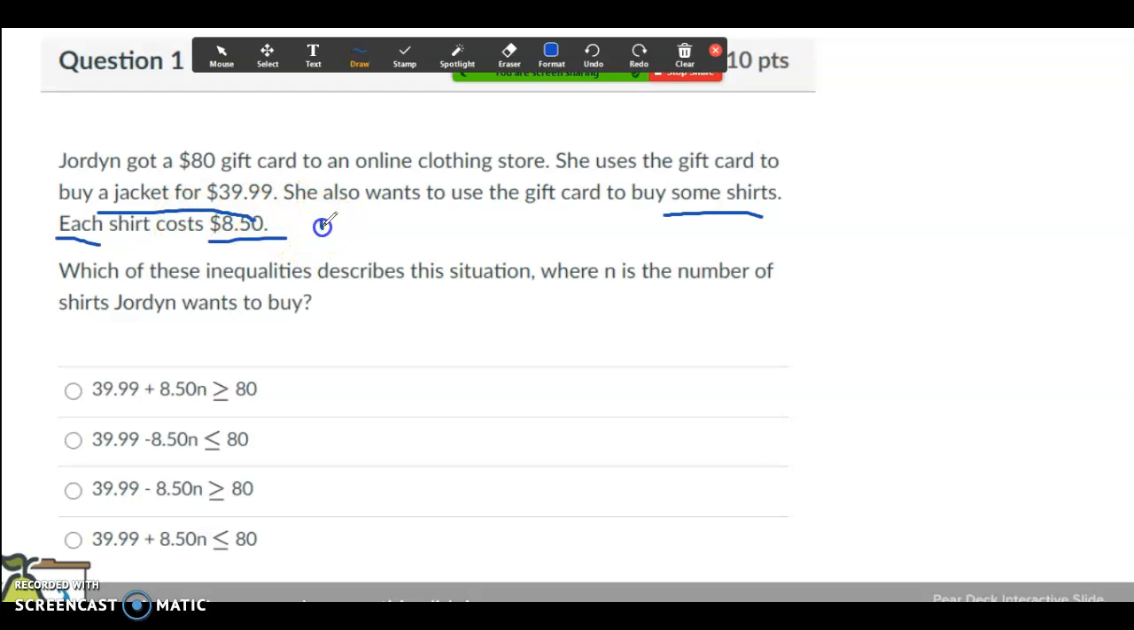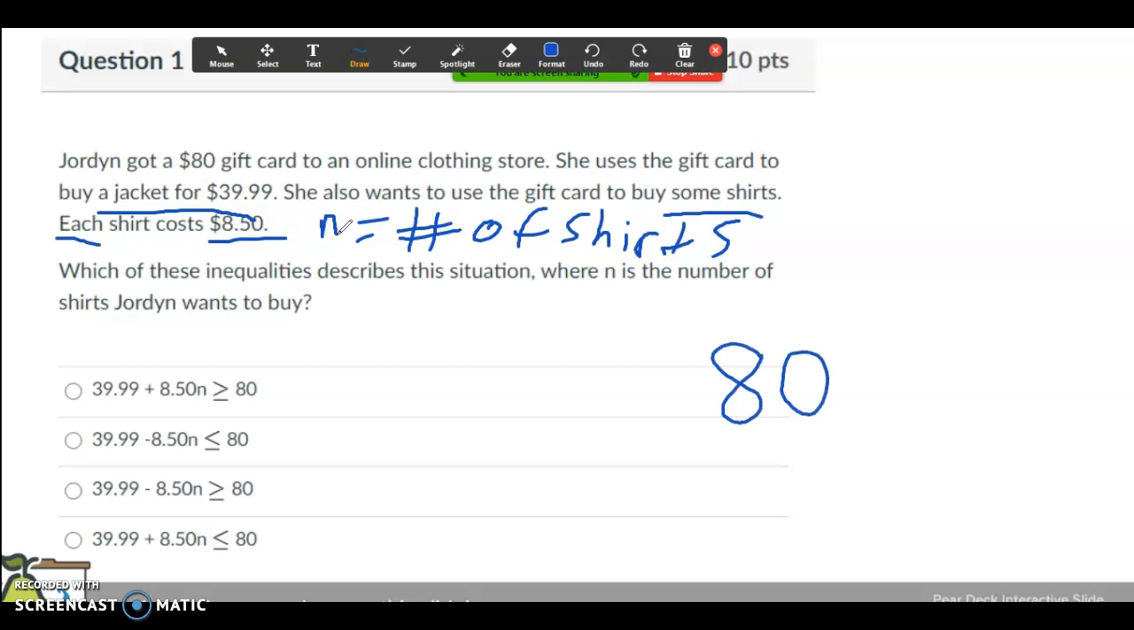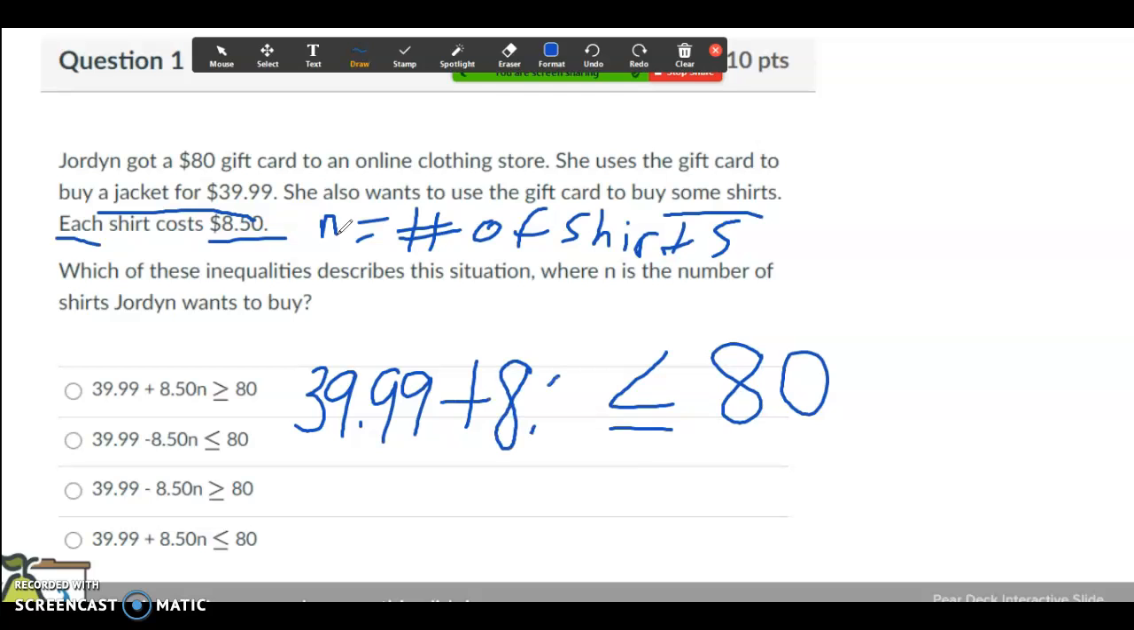Okay, so each shirt is $8.50, so n equals the number of shirts. All right, so we're starting with $80. She can spend up to that amount, so she can spend less than or equal to $80. We know she's buying a jacket for $39.99. We also know she's buying a certain amount of shirts, $8.50 times however many, okay? So $39.99 plus $8.50 times the number of shirts has to be less than or equal to 80.